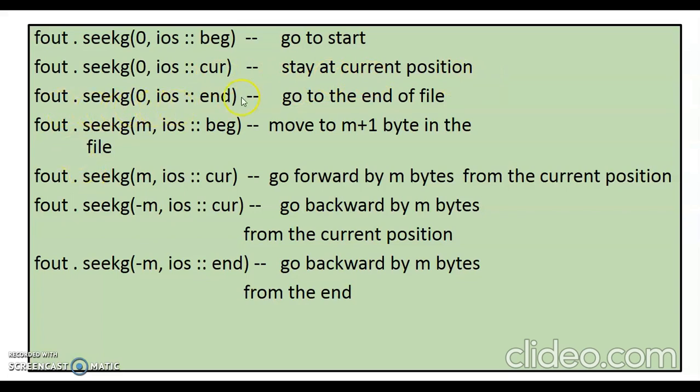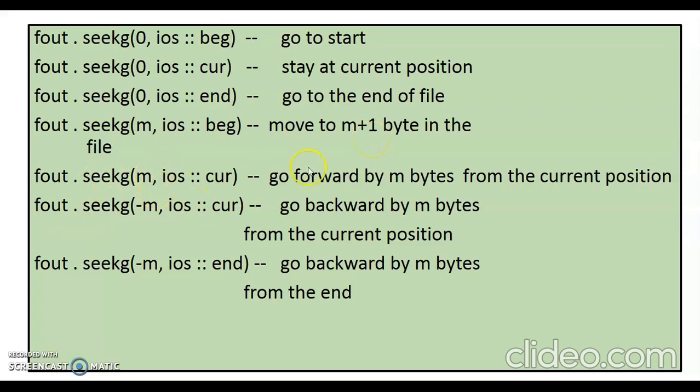fout.seekg(0, ios::end) will go 0 bytes from the end. It means it will go to the end of the file. Similarly, fout.seekg(m, ios::beg) will move to the m plus 1th byte in the file, because byte numbering starts from 0. So it will move to the m plus 1th byte from the beginning.